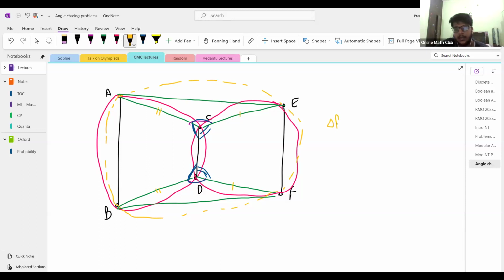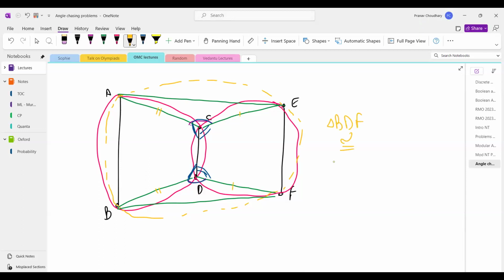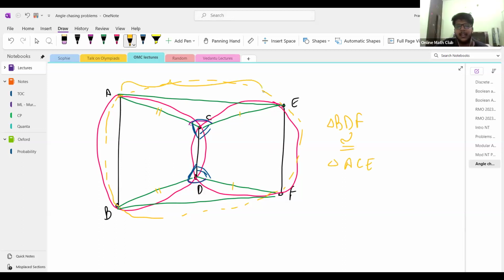So triangle BDF is congruent to triangle ACE, which means that AE and BF are of equal length, which means ABFC is also isosceles and it's cyclic. So this is a cool theorem. It's called Reim's theorem. You don't need to memorize the name, but you can if you want to. The idea is if you have three parallel segments and two pairs of those make cyclic quadrilaterals, then the third pair also makes a cyclic quadrilateral. That's the idea behind it.